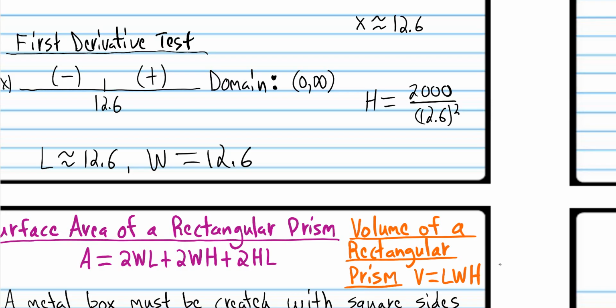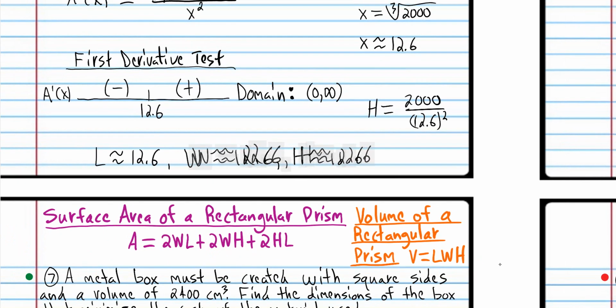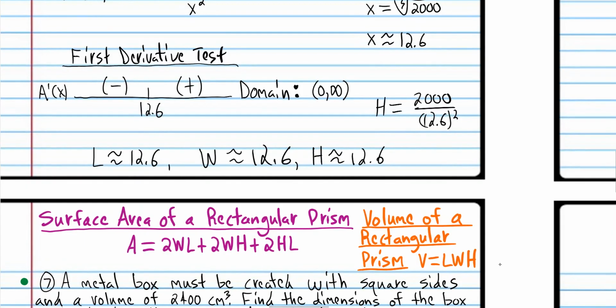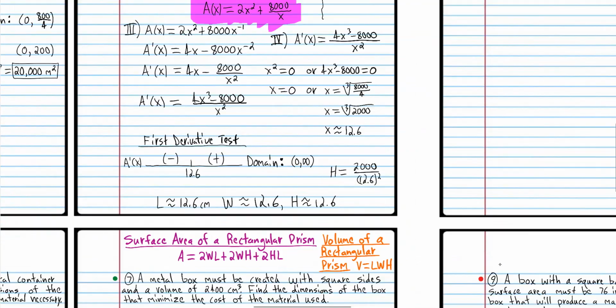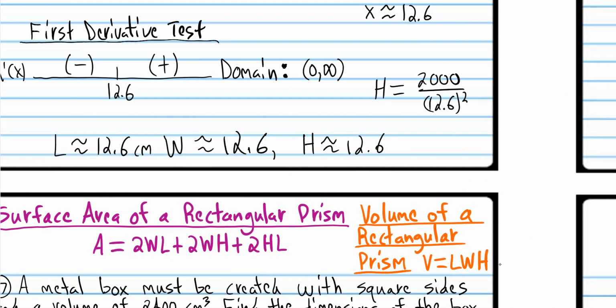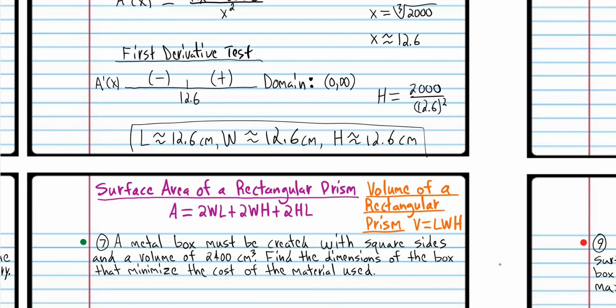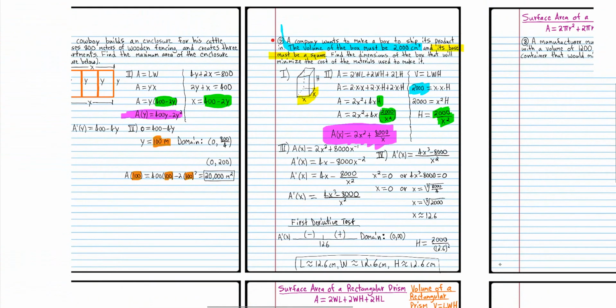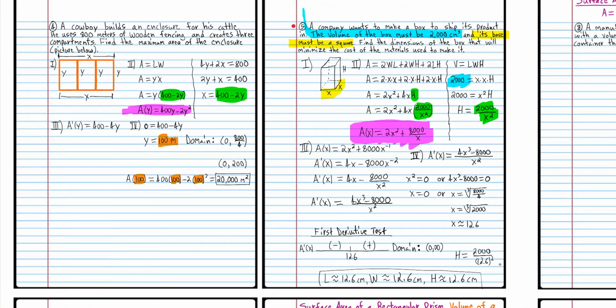And if you do that, we get 12.6. So isn't that interesting? Those should be squiggly equal signs. The height that will produce the minimum surface area is a height that's the same as the length and the width. Also, I forgot to write my centimeters. We have centimeters here, and so that's it. Those are the answers that we're looking for. So we have the dimensions of the box that will produce the minimum surface area.